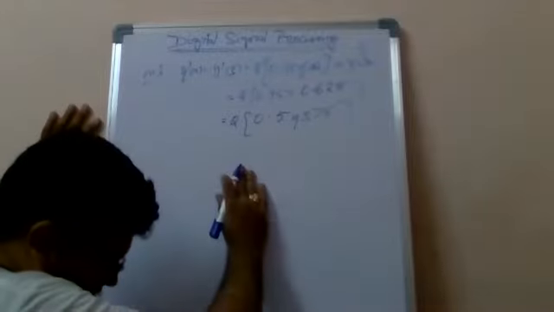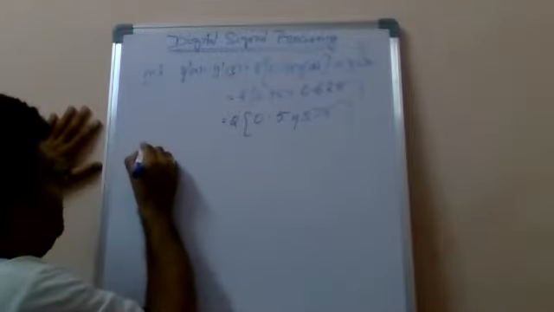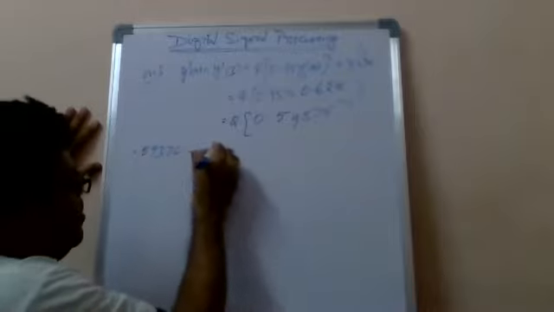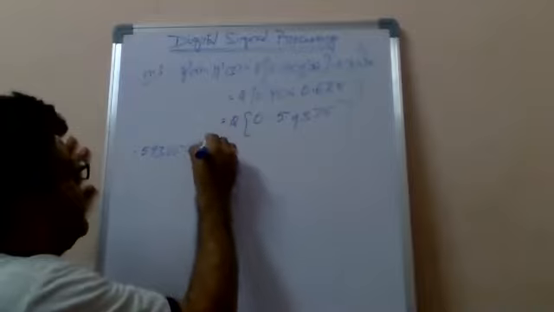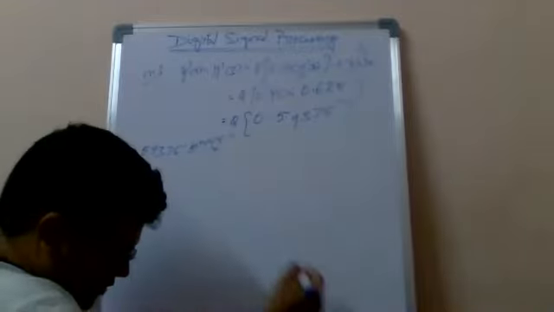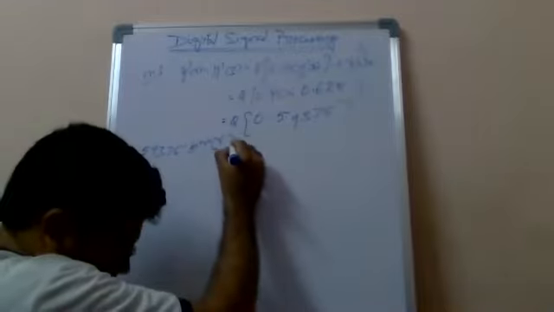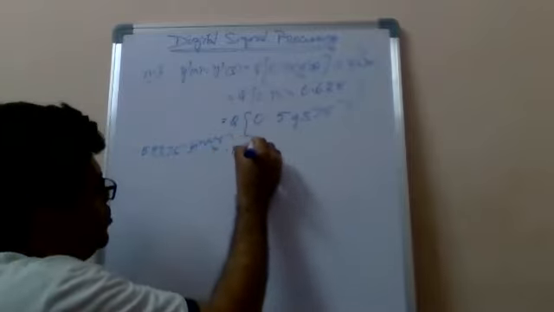Right? Now apply the same method here. So 0.59375, convert it into binary. First convert it into binary. Now if I convert into binary, it will be 0.10011 to the base 2.